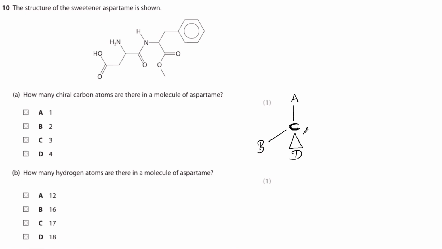And if this is D, this should be E. 4 different groups. If a carbon atom has 4 different groups attached around it, we call it a chiral carbon atom. So that means to have a chiral carbon atom, we need to have 4 bonds in the carbon atom, 4 separate groups. So you have to have 4 single bonds.